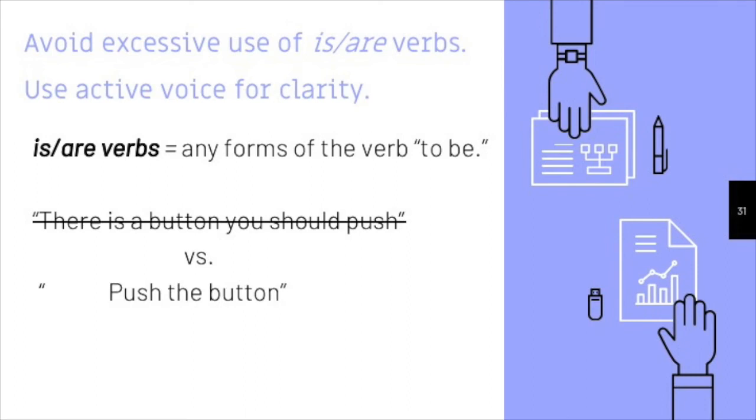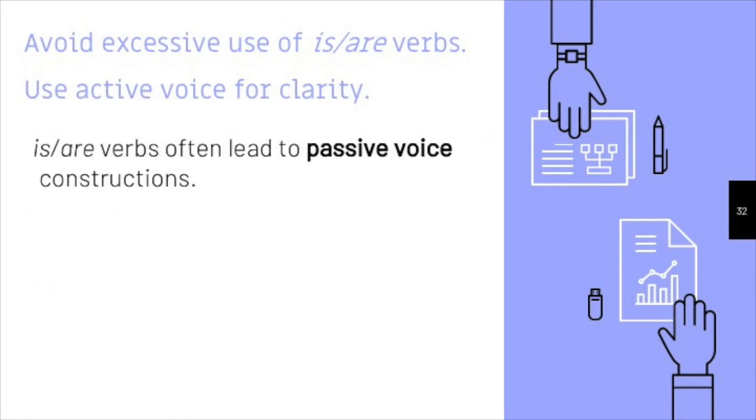Obviously, you can't avoid is-are verbs completely. They're really important in the English language. But wherever you can, you should try to substitute more active verbs. One big problem with is-are verbs is that they often lead you into passive voice constructions.